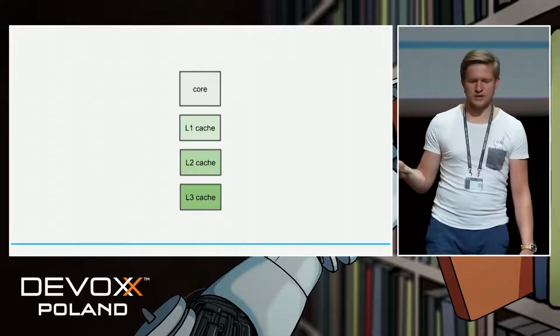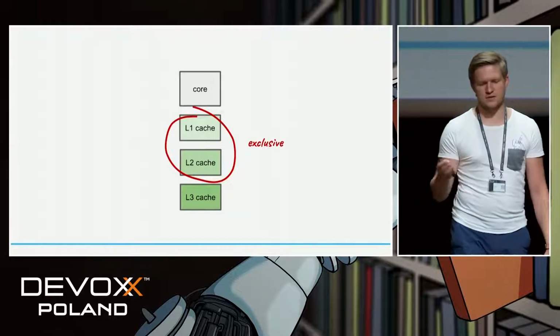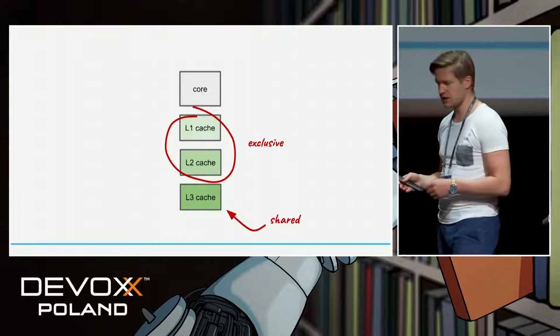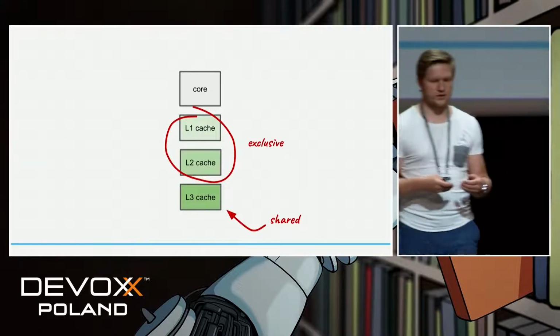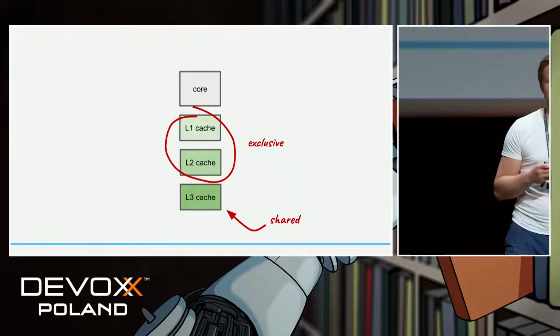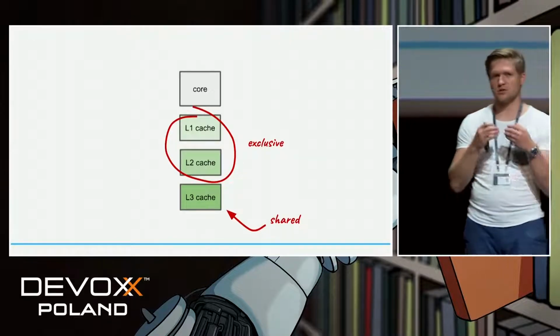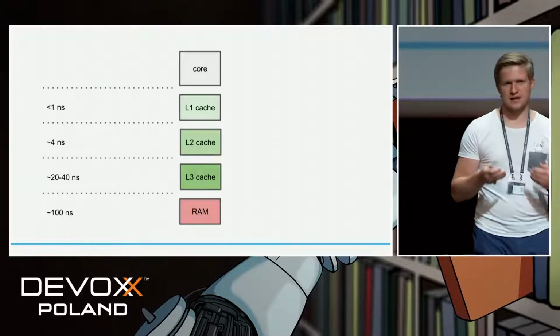L1, L2, and L3 caches. L1 and L2 cache are usually exclusive to the core itself. L3 cache is usually shared between different cores. And why are there so many caches? Well, because you can only fit so many bytes of memory close to the processor at a given cost and in a given access time.